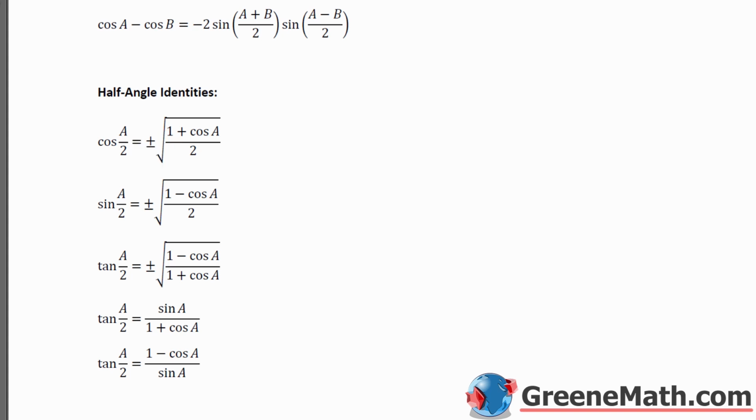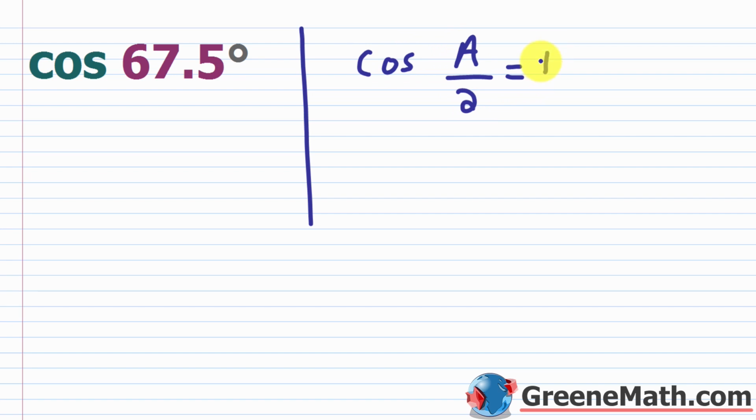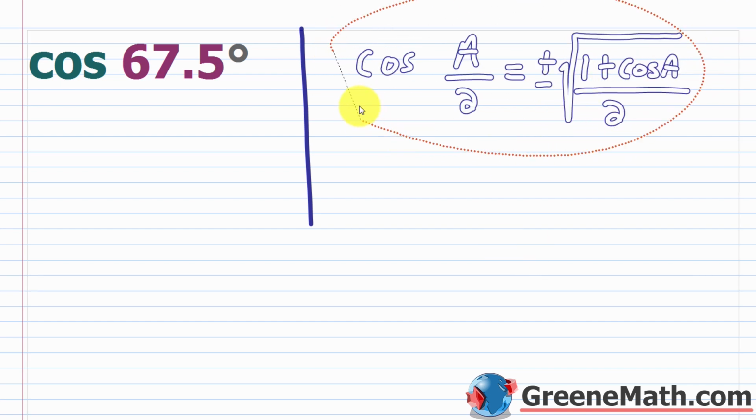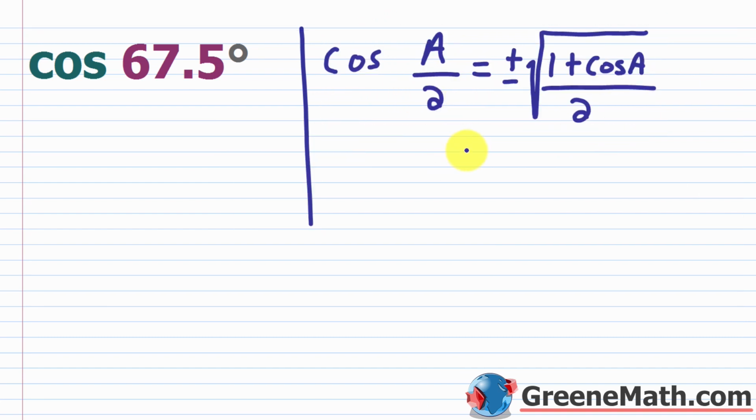So let's go ahead and minimize this. Let's go to the first problem here, where we're told to find the cosine of 67.5 degrees. Now, before I start, let me just put this off to the side. Let me put my identity here. So the cosine of, let's say, A over 2 is equal to plus or minus the square root of 1 plus the cosine of this A over 2. Okay, so let me just slide this down just a little bit. So this is what we're going to be using here.